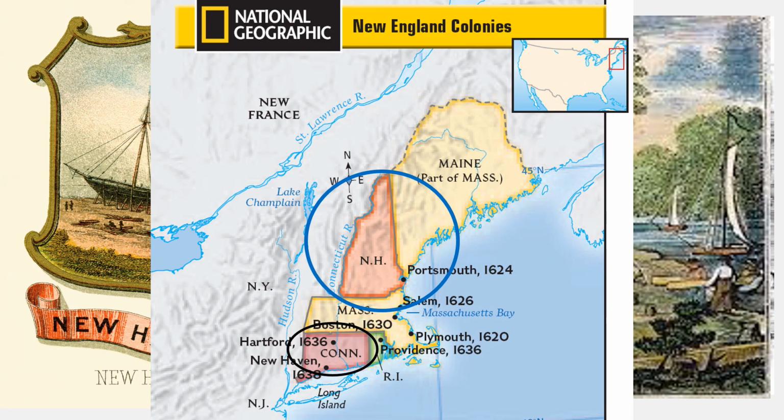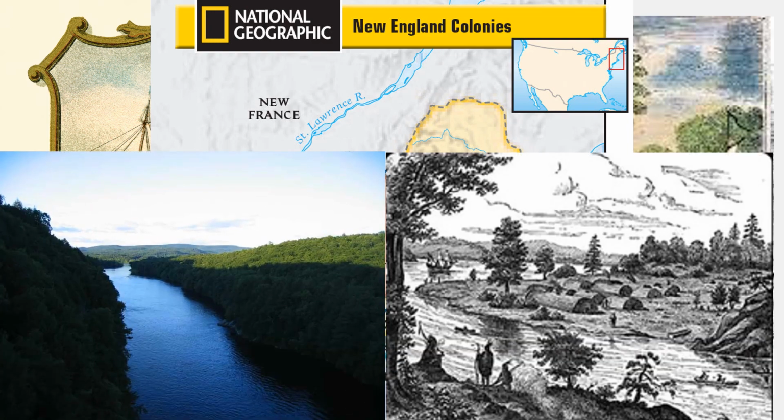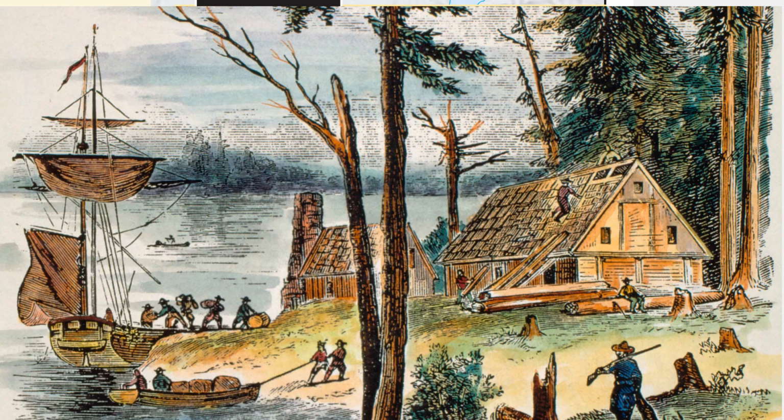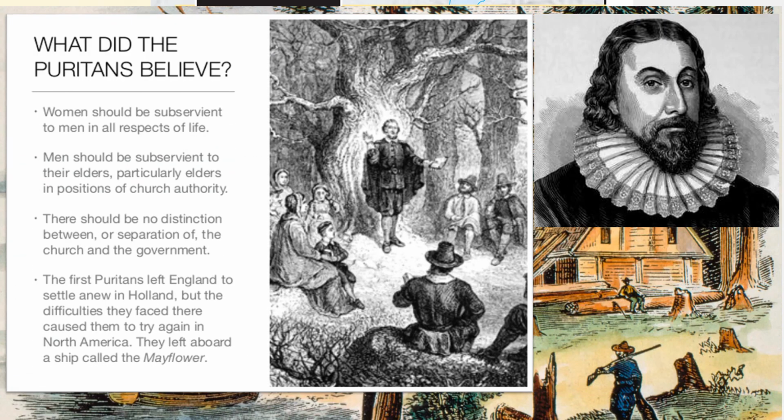Connecticut was originally settled by Dutch fur traders in 1614. They sailed up the Connecticut River and built a fort near present-day Hartford. The first English settlers arrived in Connecticut in 1633 under the leadership of Reverend Thomas Hooker.